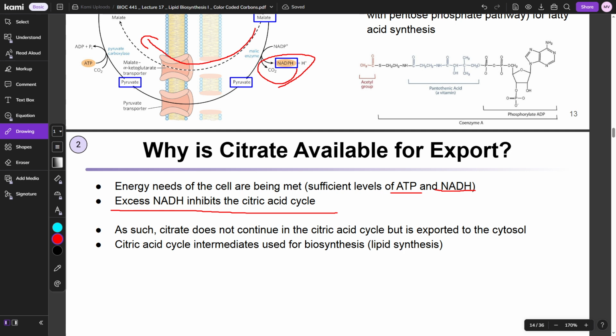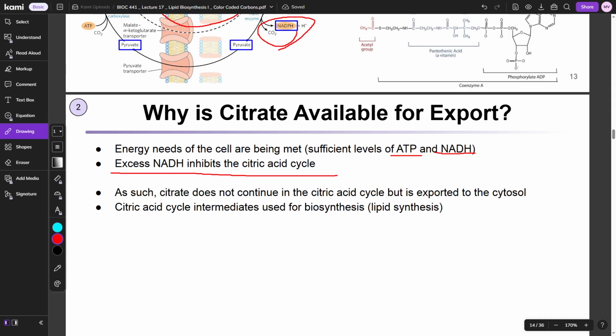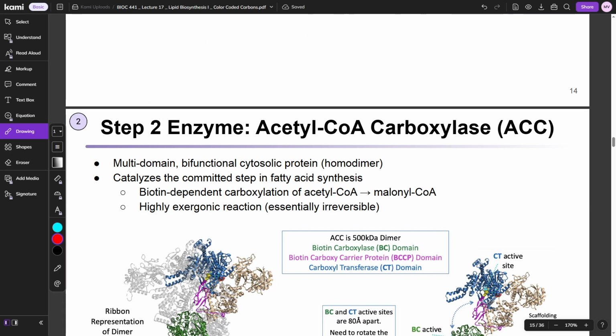Okay, hopefully that's better. But okay, so the citrate doesn't have to be in the citric acid cycle if you already have enough energy. So that's why it's able to actually get shuttled out. And now we get to talk about acetyl-CoA carboxylase. This is a really cool enzyme.